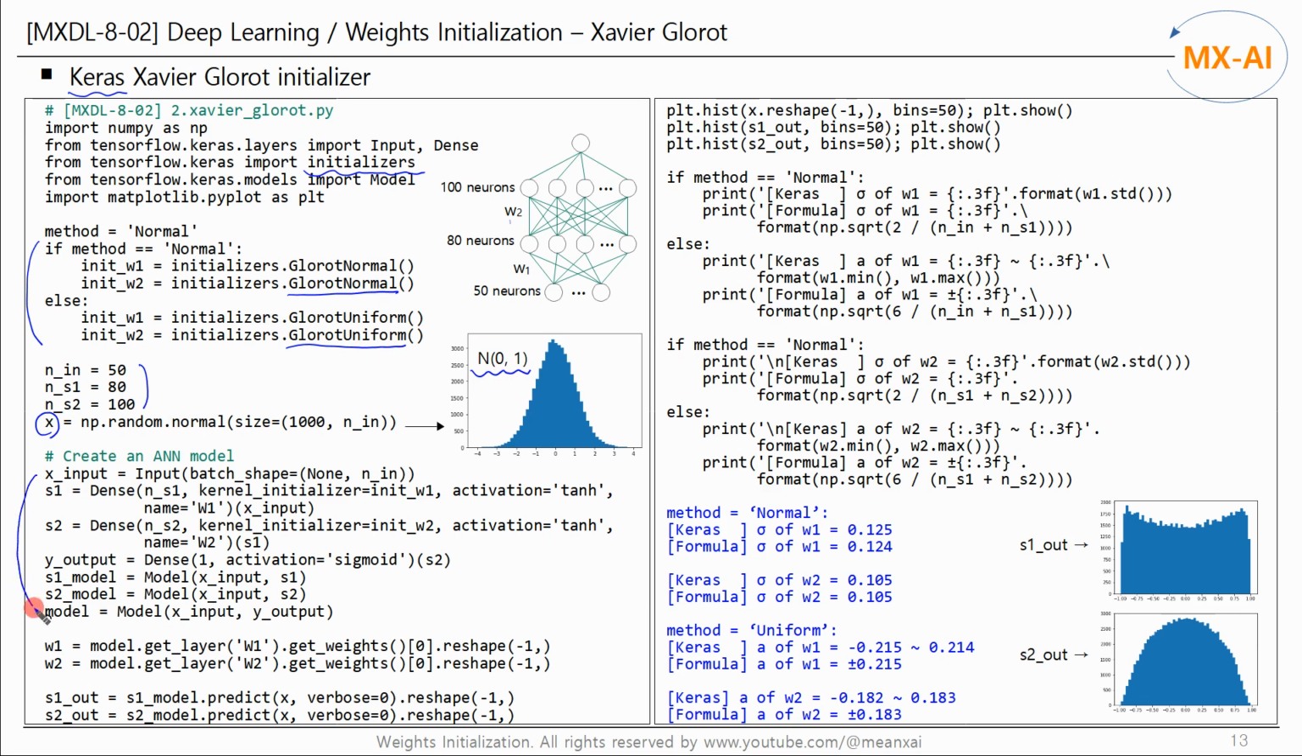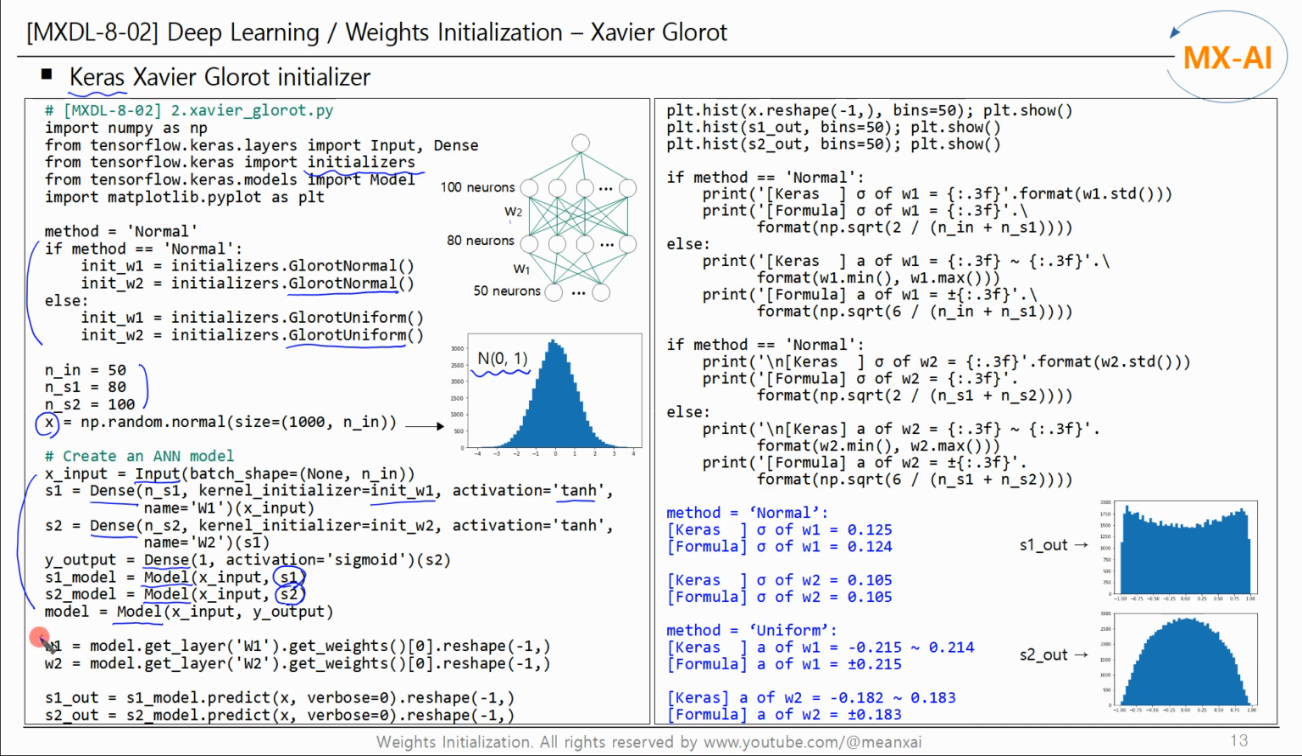Build a neural network model. Create an input layer and add two hidden layers. The weights of each hidden layer are initialized to Glorot normal, and the activation functions are set to hyperbolic tangent. Create an output layer. Create a model that checks the outputs of the first hidden layer, S1, and create another model that checks the outputs of the second hidden layer, S2. Create a model for training. We will only check the initial weights and the outputs of the hidden layers, so no training is performed.